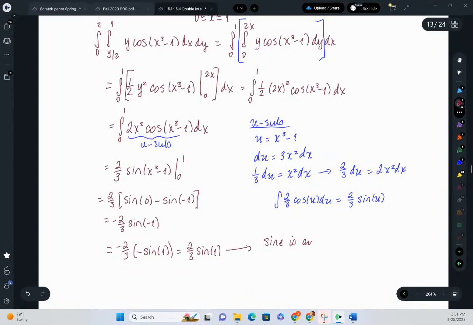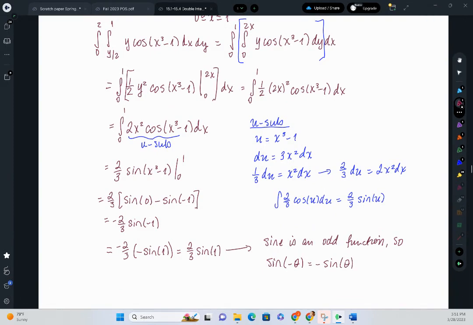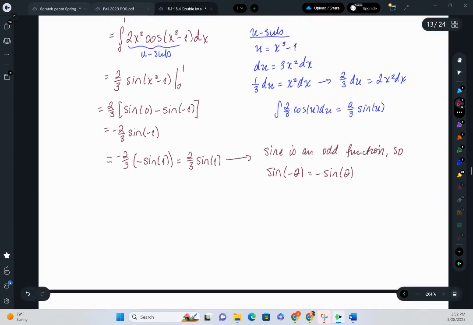Sine is an odd function. So sine of a negative angle is equal to negative sine of the angle. And that just allows us to handle that sine of a negative 1. Either answer is correct, though. It doesn't matter which one you end up using.